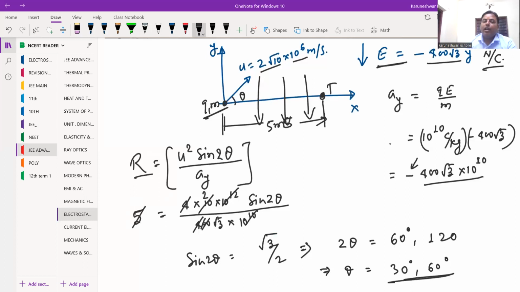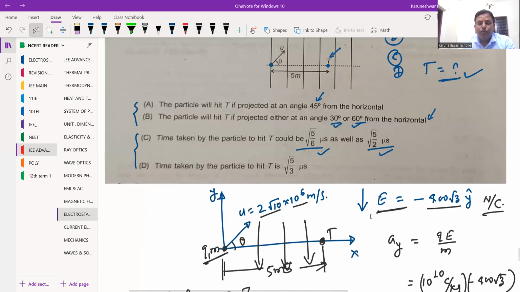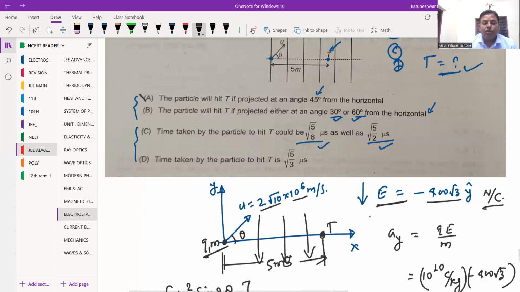So these are the angles we have in the option B. Option B we have mentioned here. So option A is not correct here. Option B is correct. Now we are looking for finding the time.